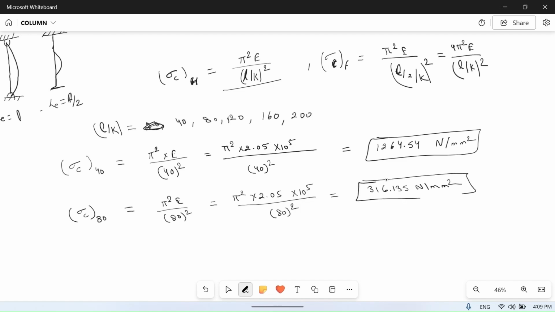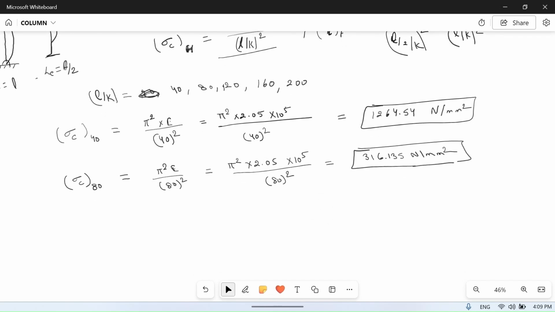So you can calculate like this for all the cases, but if you see that sigma is inversely proportional to L by K square. Okay, it means if L by K increases, then sigma will decrease. So if L by K becomes double, then sigma will become 1 by 4. Okay, so in this case L by K is tripling, so sigma will become 1 by 3 square.